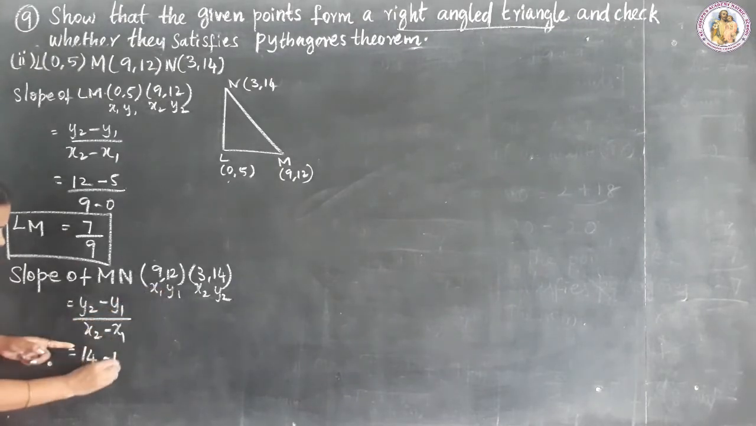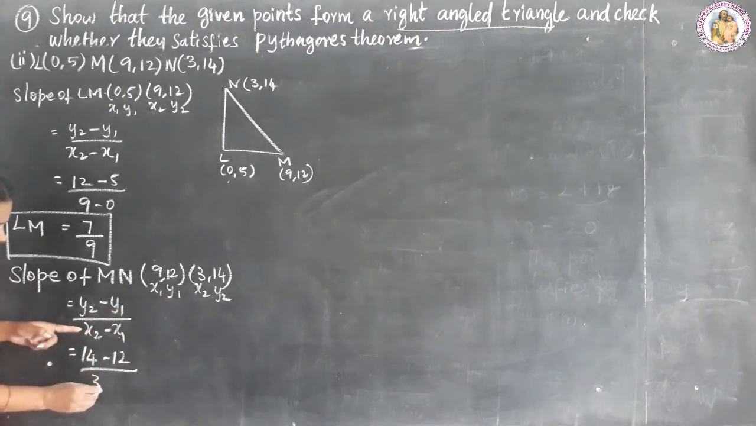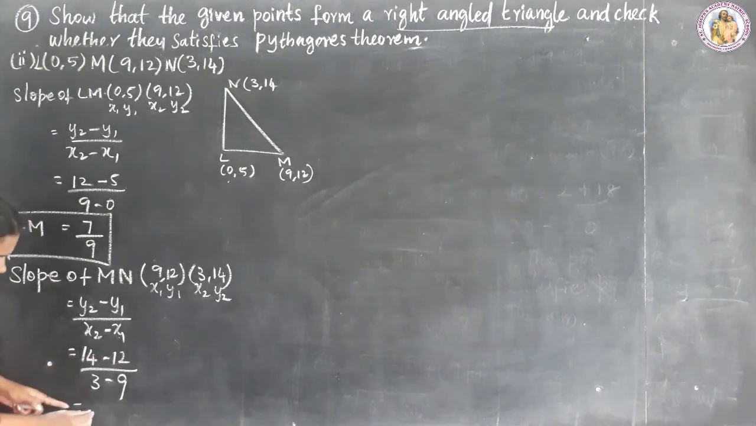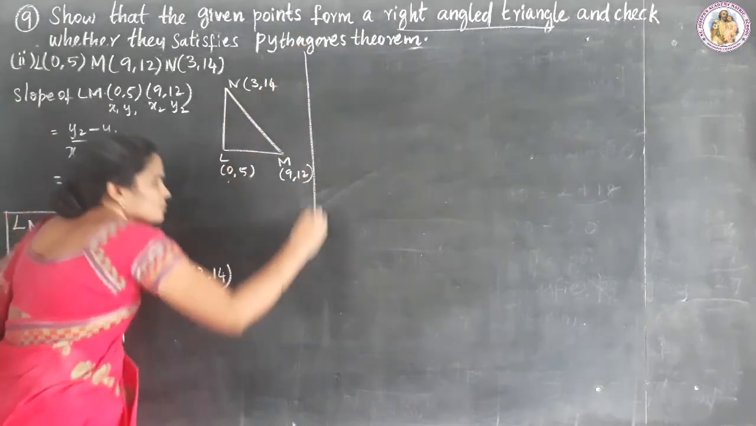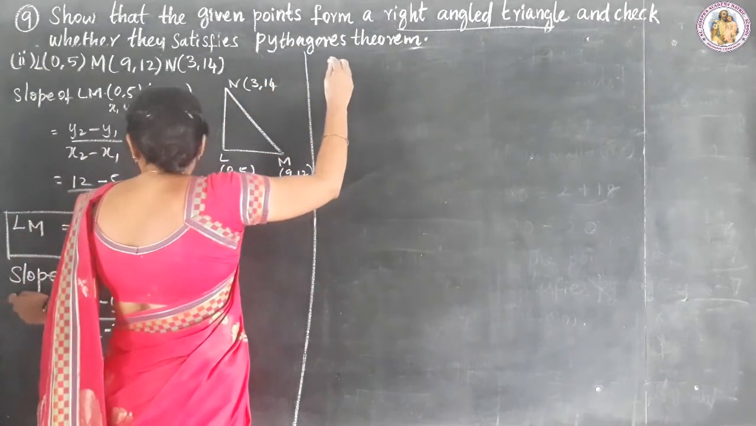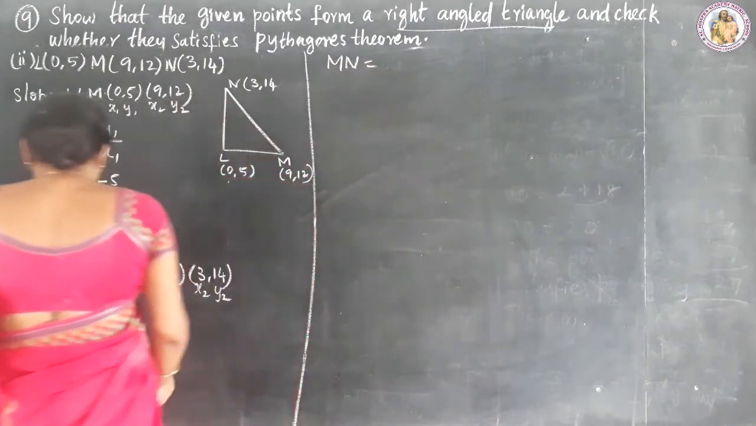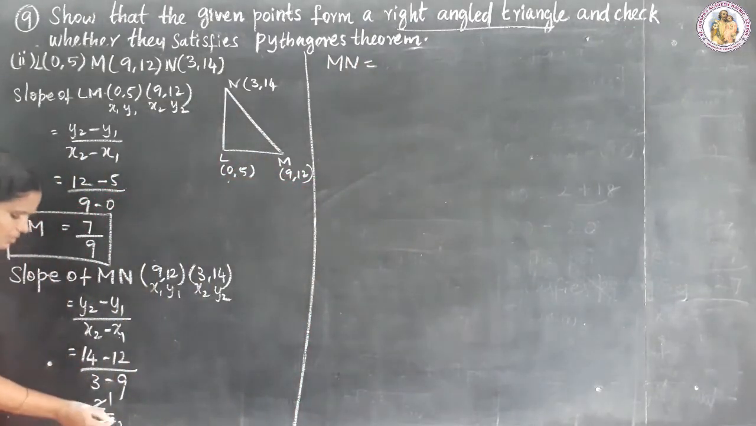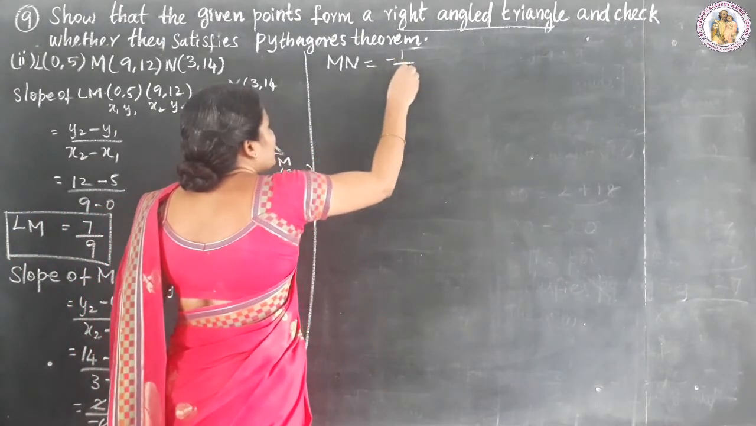For MN, y2 is 14 minus y1, 12, divided by x2, 3, minus x1, 9. Now 14 minus 12 is 2, by 3 minus 9, which is minus 6. Two ones are 2, two threes are 6. So therefore slope of MN is equal to minus 1 by 3.